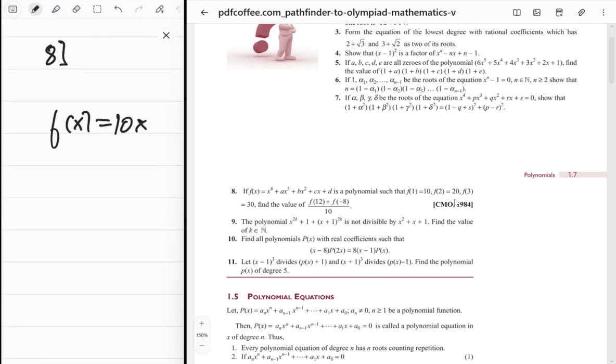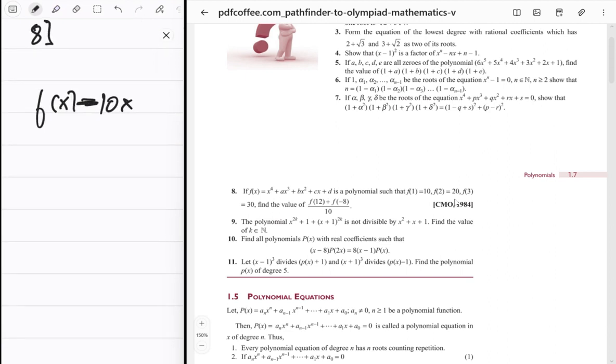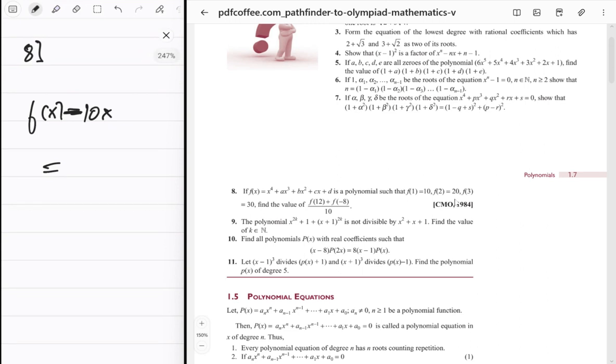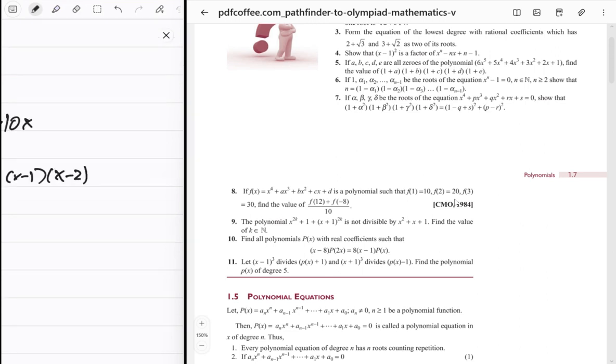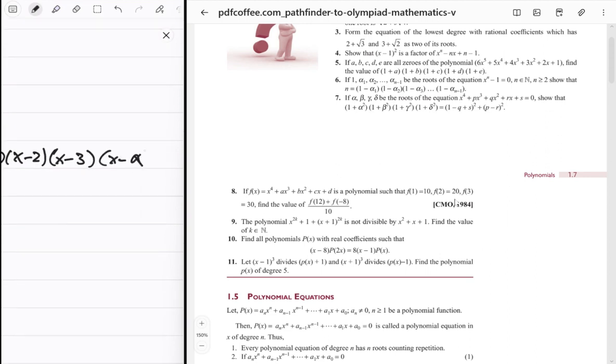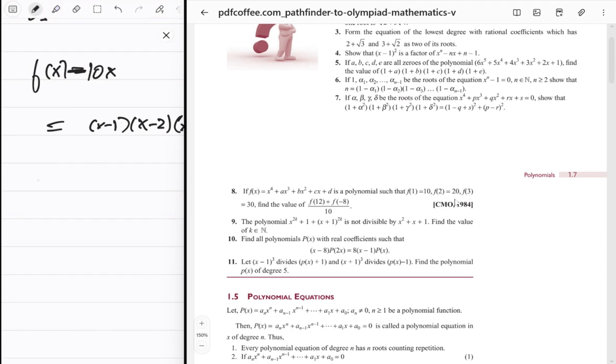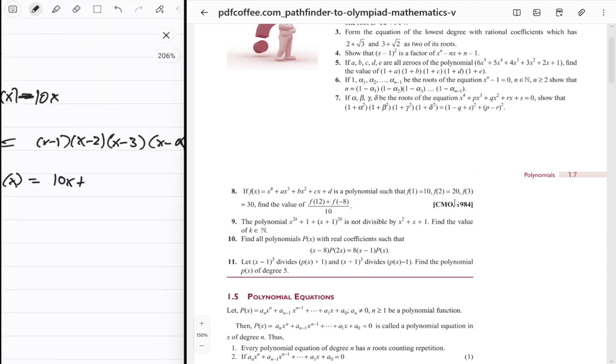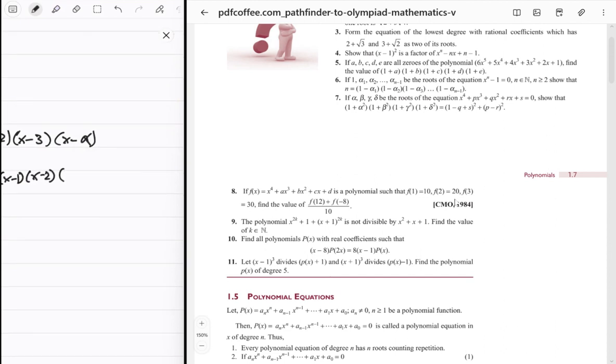So we can actually write this monic biquadratic, f of x minus 10x, as x minus 1, x minus 2, x minus 3, but another root that we don't know. So this whole thing, f of x, just becomes 10x plus x minus 1, x minus 2, x minus 3, and x minus alpha.